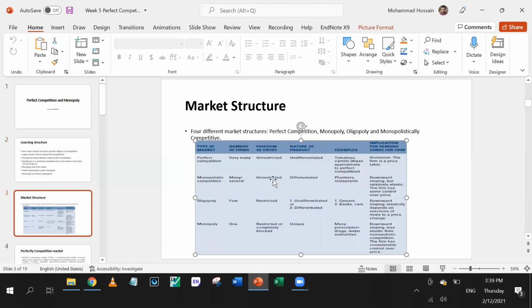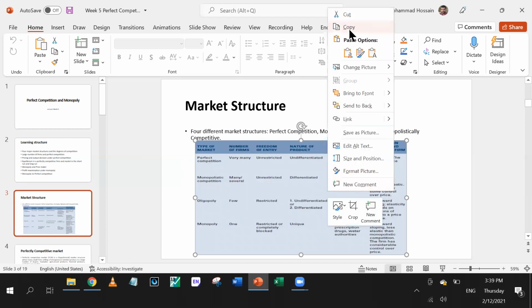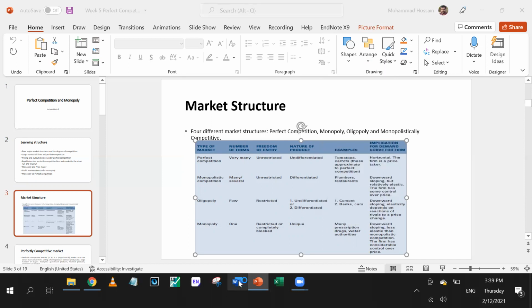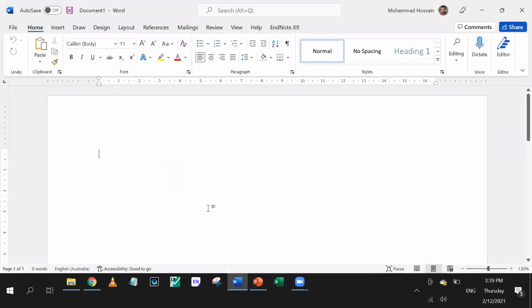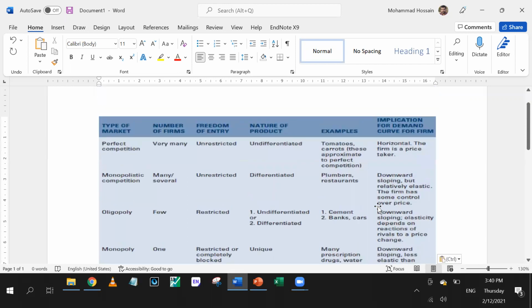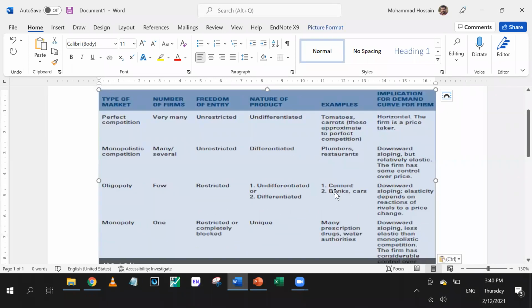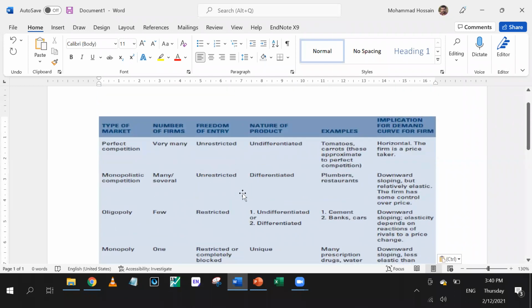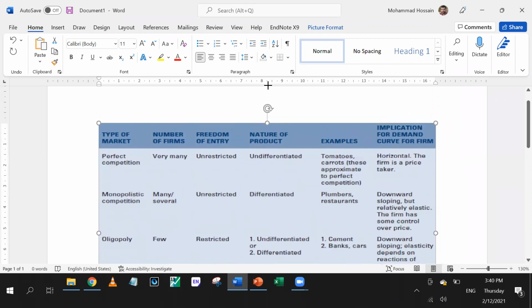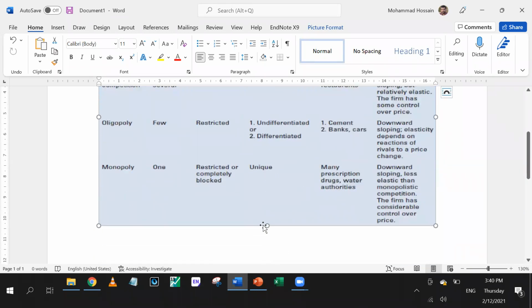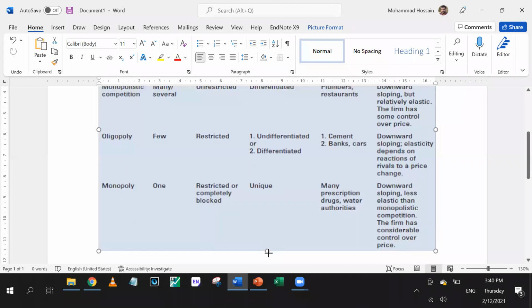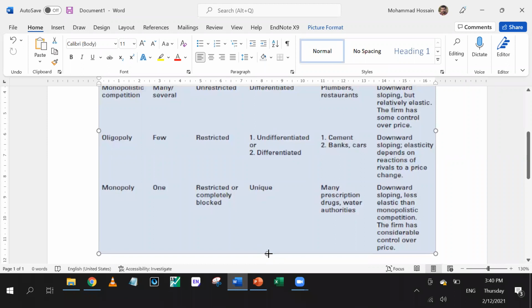So here are our 4 different types of market structure. What are these market structures? Let me copy this and show you in a better view. Hope this is clear enough.